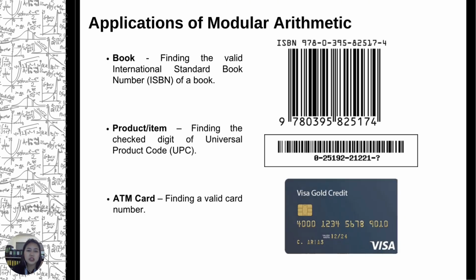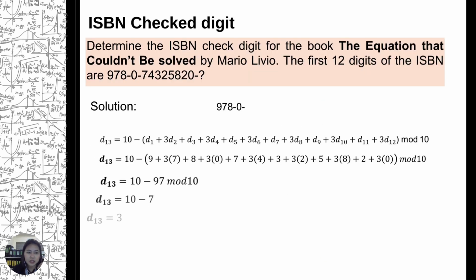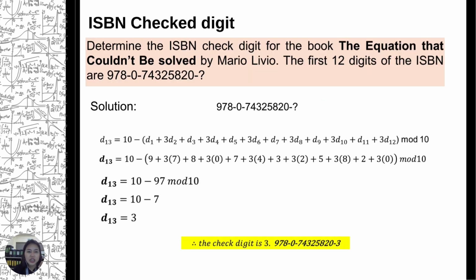And the last one is that it can also be applied in defining a valid card number in your ATM. All right, so let's check first the ISBN of a book. So I have here a problem.